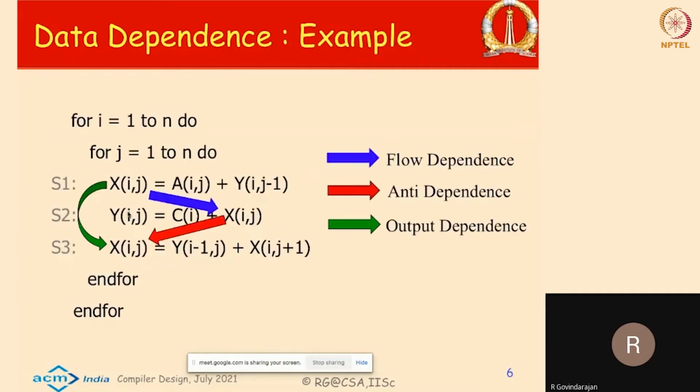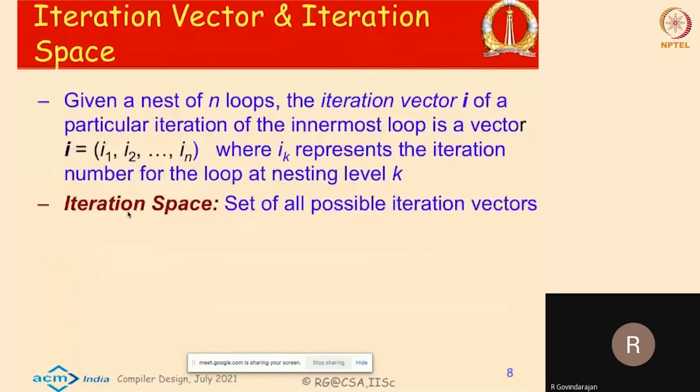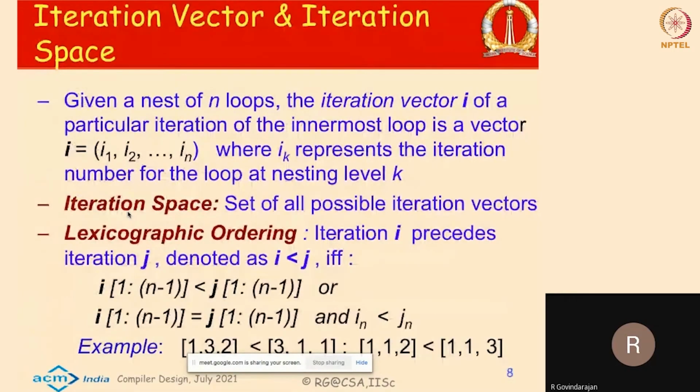The set of all iteration vectors, as I said, from 1, 1 to 100, 100. If you write all of them, that is the iteration space. That's the space in which we are going to be iterating. Lastly, we will also discuss what is called the lexicographic ordering. And the lexicographic ordering is very simple. Basically, you just talk about some ordering between the vectors.